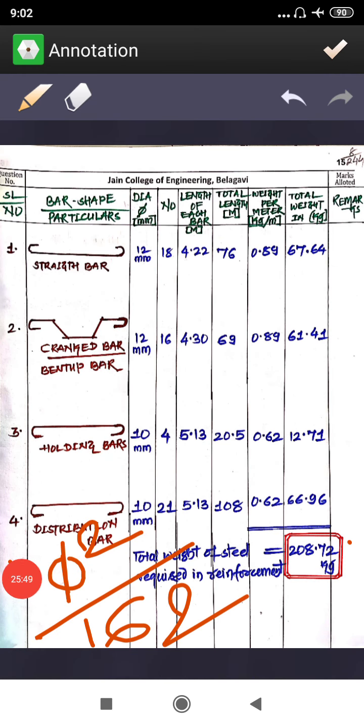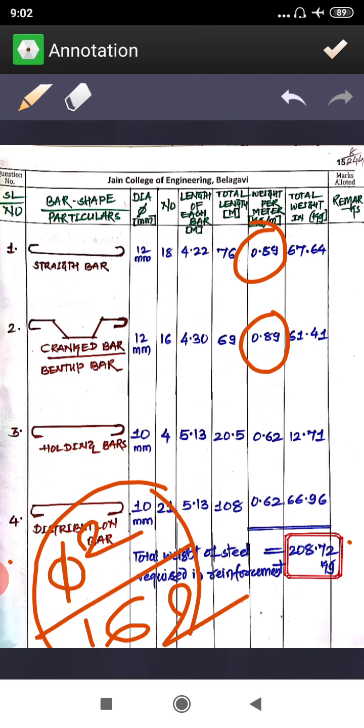Now if these weights per meter are not given, then what you can do is use this formula, that is dia square divided by 162. Here dia you have to take in mm, and whatever answer it becomes is going to be the weight per meter. So if you take 10 dia, 10 square divided by 162, you are going to get 0.61. You can round it up to 0.62, so that is what you have to do if the weight per meter is not given.